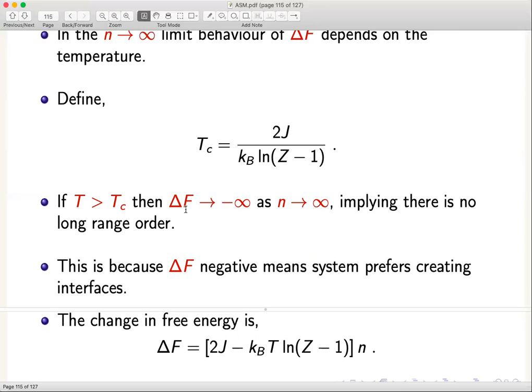And that is what we expect, because a paramagnetic system is one in which sufficient thermal energy is available for spins to point in any direction, and therefore they would not respect the ferromagnetic ordering. And if it doesn't have ferromagnetic ordering, that means there are more interfaces in the system. So what we find is that there exists a critical temperature above which the interfaces are preferred over the ordered state.